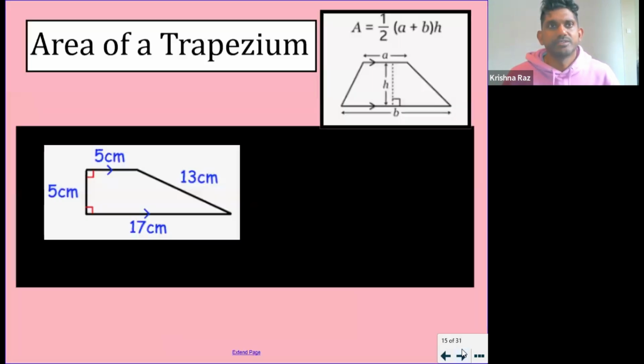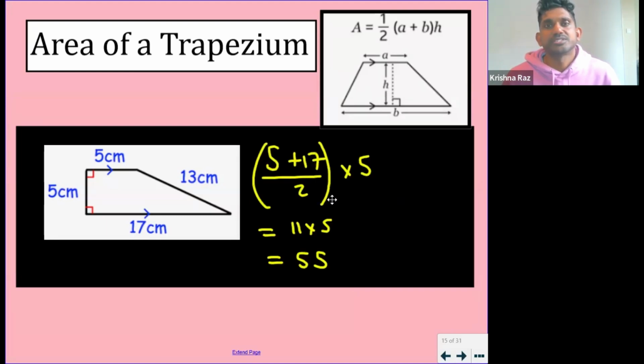Tip number 7. Oh my days, how many times I see people split a shape like this into a rectangle and a triangle? Just stop doing it. There's the area of a trapezium in the corner. Essentially, we're finding the average length of the parallel sides. So in this case, we've got 5 plus 17, which is 22, divided by 2 is 11. The average length is 11, times it by the height, bish, bash, bosh, job done.